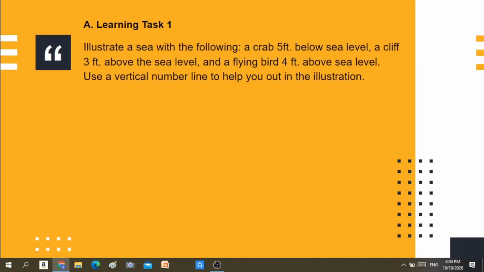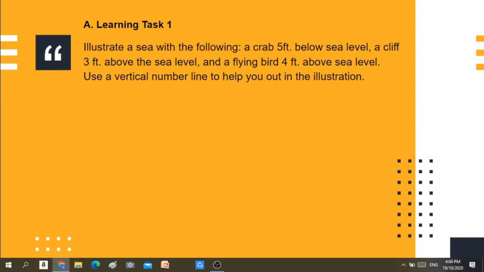Now, sa ngayon, in our module, meron tayong learning task number 1 on page 13 at nakalagay dyan na we need to illustrate a sea with the following. So, the givens are a crab 5 feet below sea level, a cliff 3 feet above sea level, and a flying bird 4 feet above sea level. Okay? We need to use a vertical number line to help you out in the illustration.